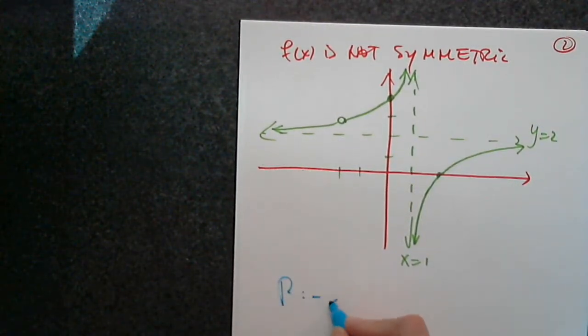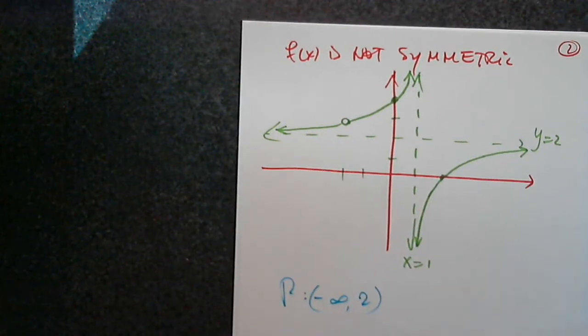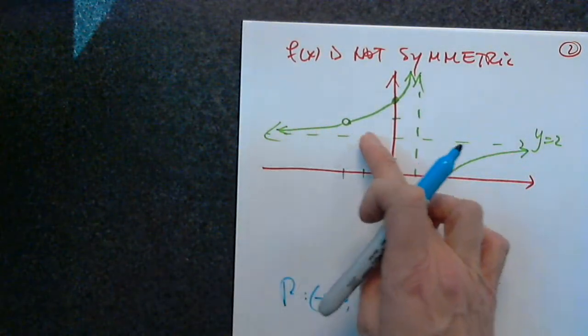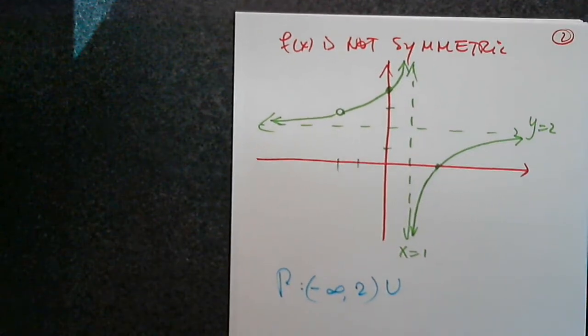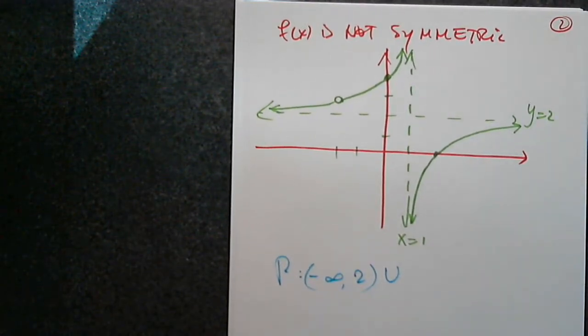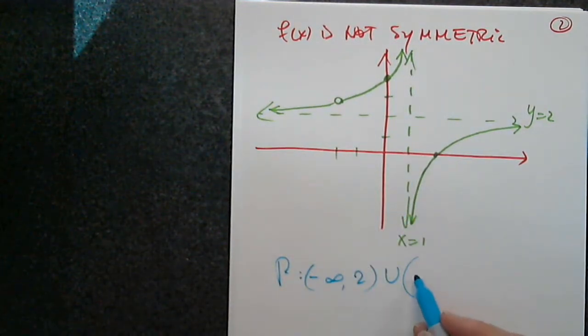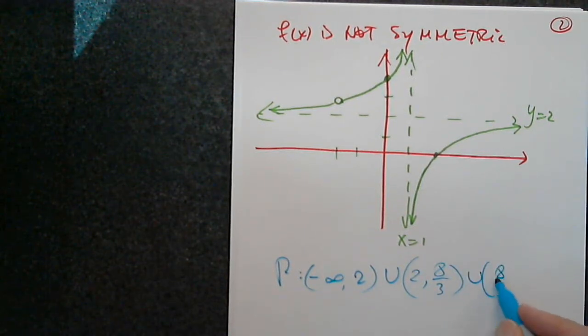Awesome, thank you. Exactly. Careful, we have a hole. So the range is negative infinity to 8/3, union 8/3 to infinity, only because there is a hole in there.